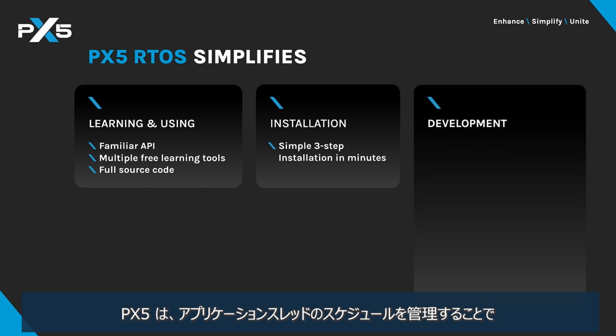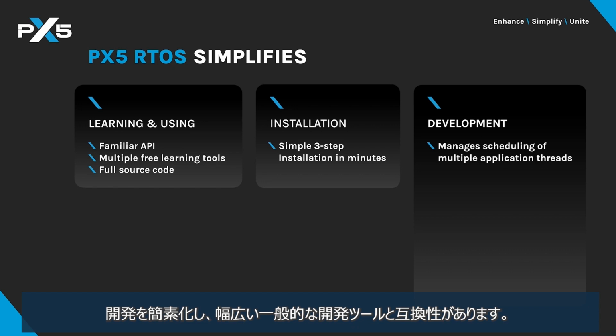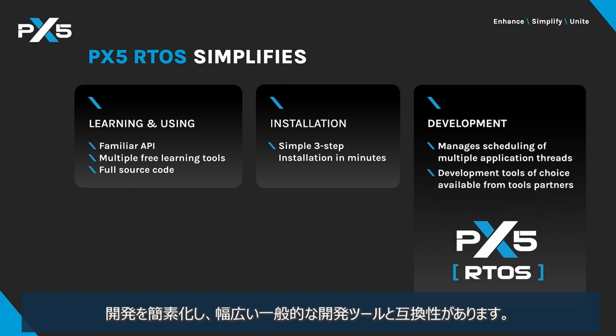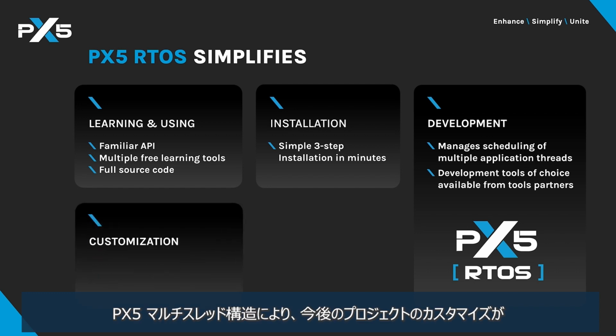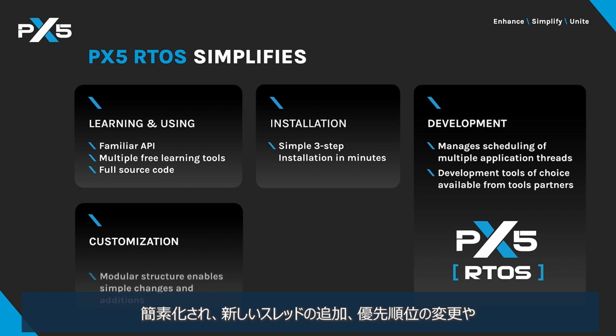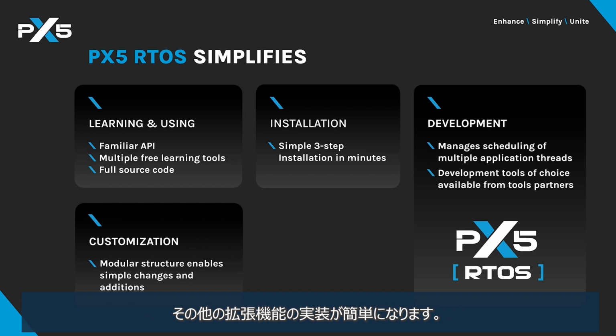PX5 simplifies development by managing the scheduling of application threads, and it's compatible with a wide range of popular development tools. The PX5 multi-threading structure simplifies customization of a project down the road, making addition of new threads, changes to priority, or other such enhancements simple to implement.